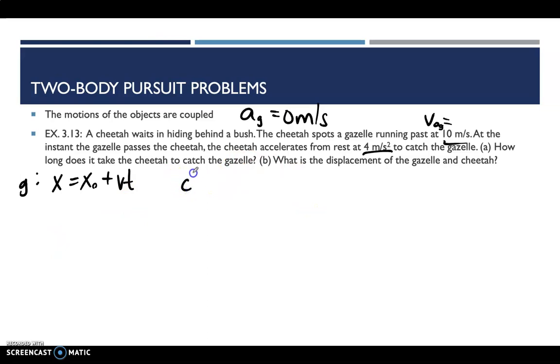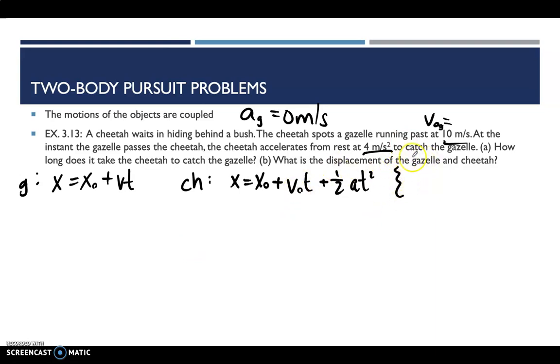Now for the cheetah, on the other hand, we have to take into account their acceleration. So we have x equals x naught plus v naught t plus 1/2 at squared. We have to take the acceleration into account because we don't know how fast the cheetah accelerates to. So these are our two equations that we're going to use.